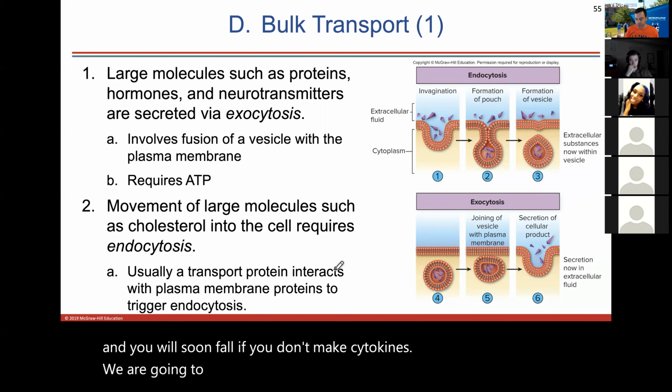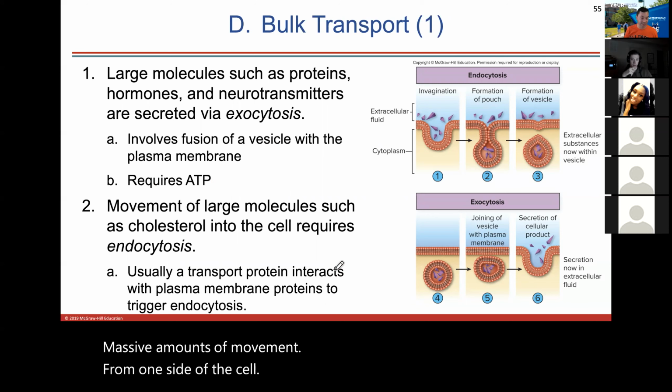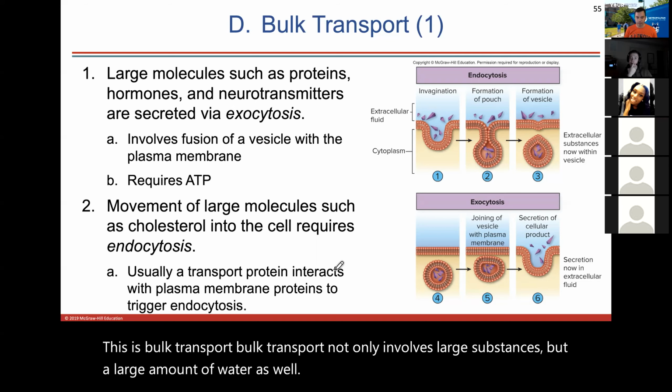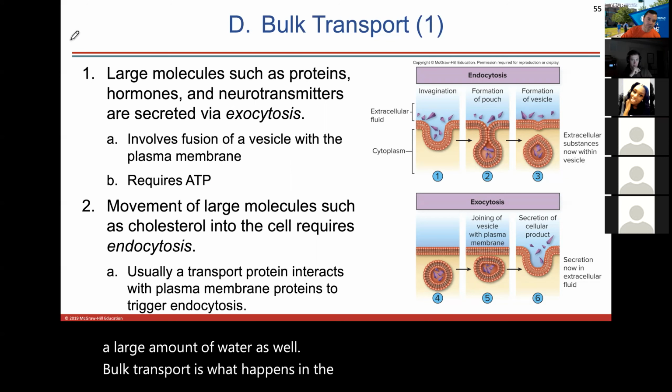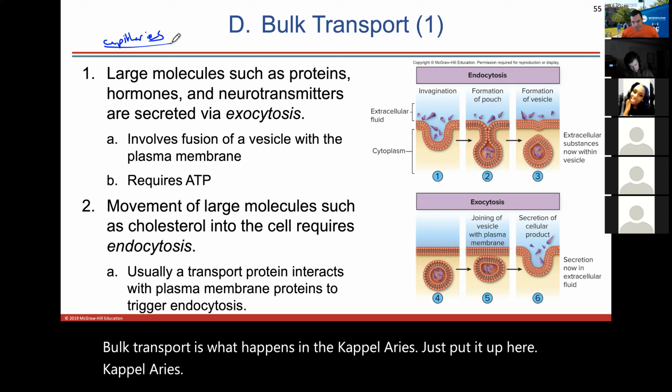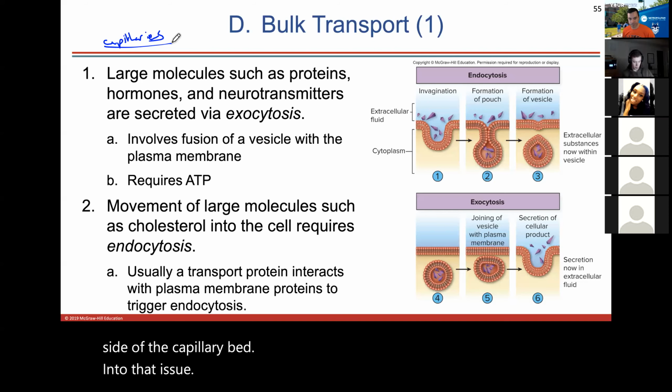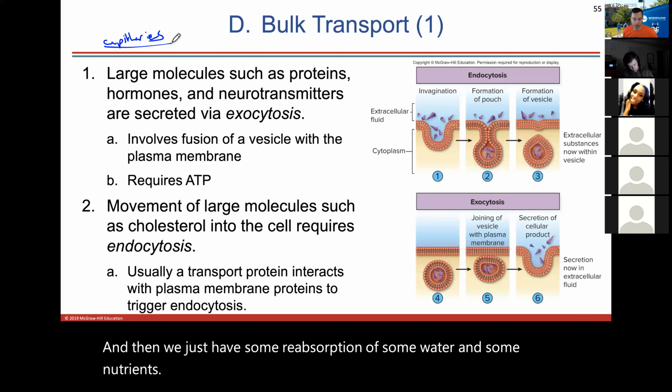We are going to talk about massive amounts of movement from outside of the cell to the inside of the cell. This is bulk transport. Okay? Bulk transport not only involves large substances, but a large amount of water as well. Bulk transport is what happens in the capillaries. Bulk transport is how we get a lot of water and nutrients from the arterial side of the capillary bed into the tissue. And then we just have some reabsorption of some water and some nutrients on the venous side of that capillary bed.